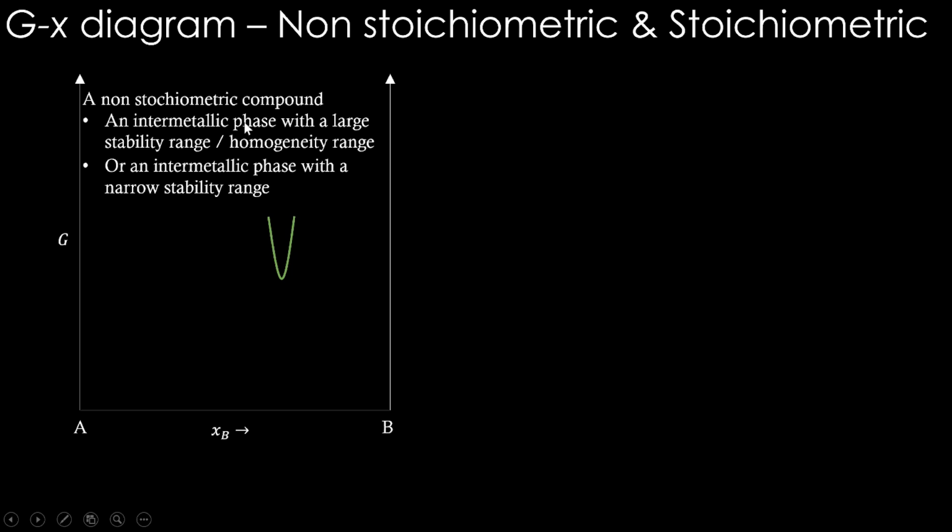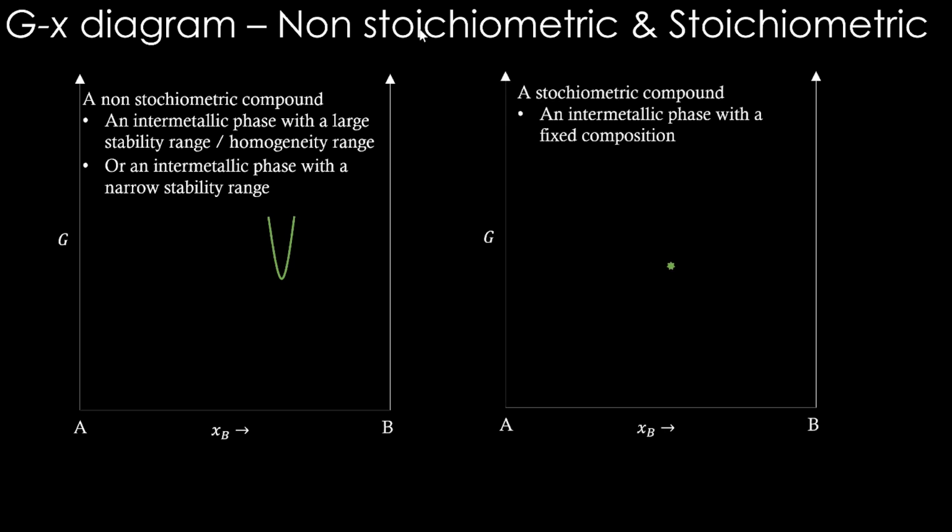So in either case, there is some range of composition that is more important. When we say non-stoichiometric compound, it is not having a single fixed composition, it has a small range of composition. So obviously, when we say stoichiometric compound, it's an intermetallic phase with a fixed composition. There is only a dot here. I'm putting some kind of a symbol here, but it is just a dot because only at that temperature, only at that composition, we have this phase stable. So Gibbs energy is given only for that composition. So this is how compounds' Gibbs energies are.